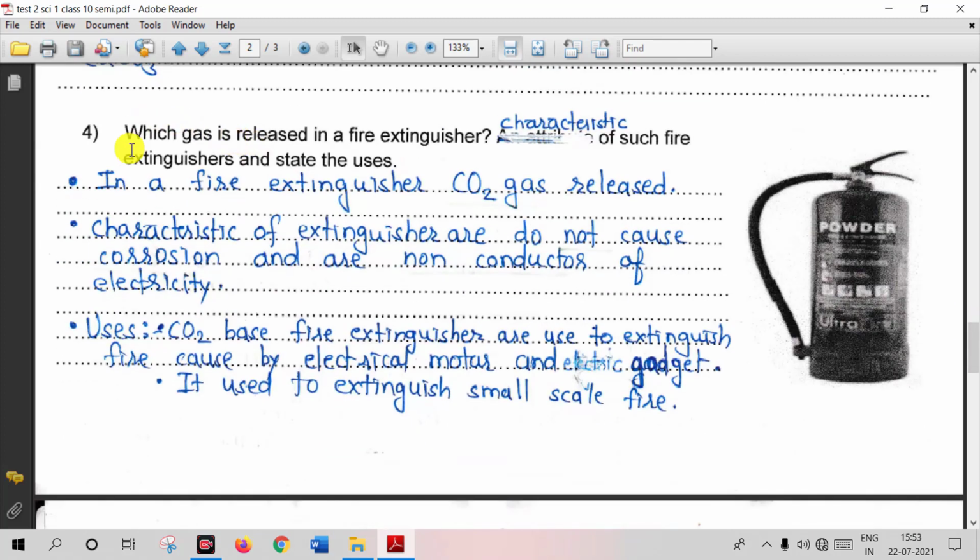Question number 4. Which gas is released in a fire extinguisher, what are the characteristics of such a fire extinguisher, and state the uses. In a fire extinguisher, CO2 gas is released, and the characteristics of this extinguisher are, it does not cause corrosion and is a non-conductor of electricity. And uses of this extinguisher are, CO2 based fire extinguishers are used to extinguish fire caused by electrical motors and electrical gadgets. It is used to extinguish small scale fire also.